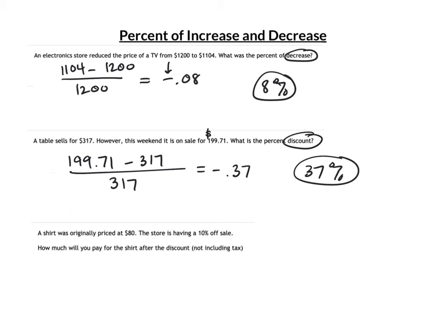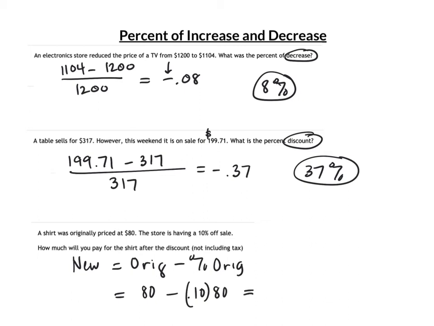A shirt was originally priced at $80. The store is having a 10% off sale. So I'm going to get a new price by taking the original, and it's a sale, so it will decrease the price by a percent of the original. So my new price is going to be by taking 80 subtracting 10% of 80. So I punch this in the calculator and I get 72. So $72 is what it would be. That's the price of the shirt after the discount.